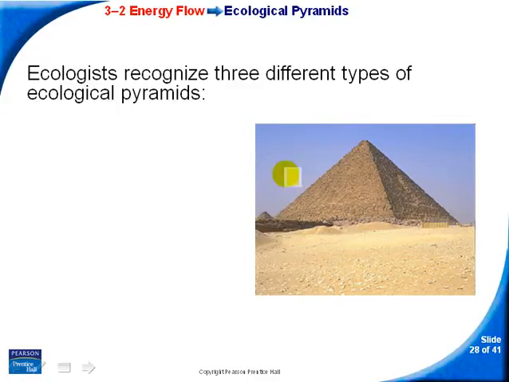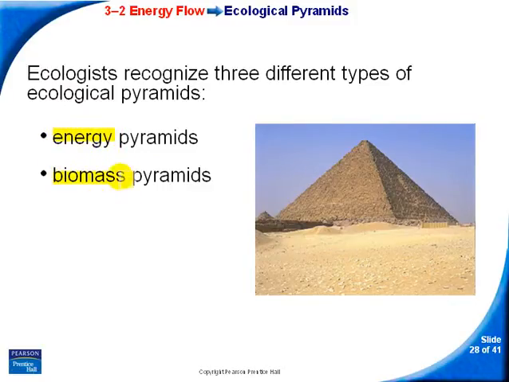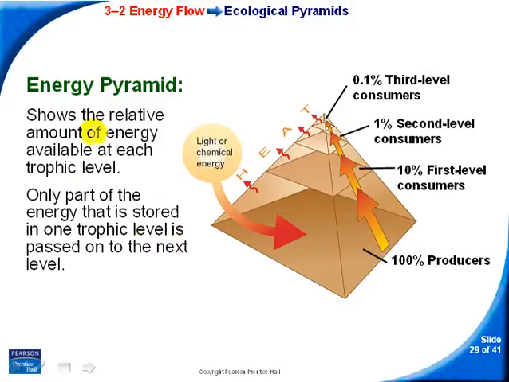So here are the three different types. You have energy pyramids, which show energy; biomass, which shows the total amount of matter within that trophic level. For instance, if you take all the rats and put them all on a scale together, that would be their total biomass. And then also pyramids of numbers, which counts the number of individuals.